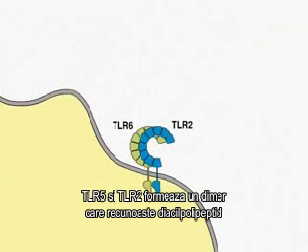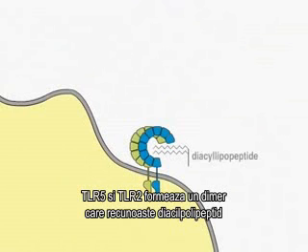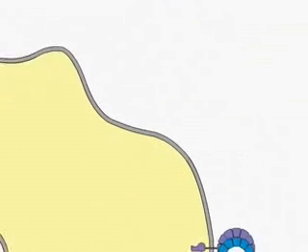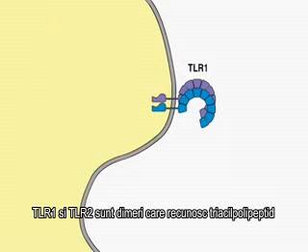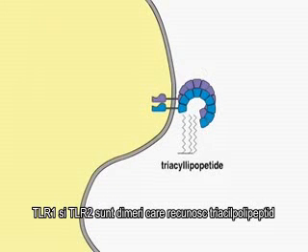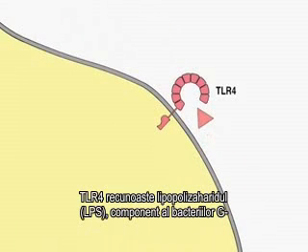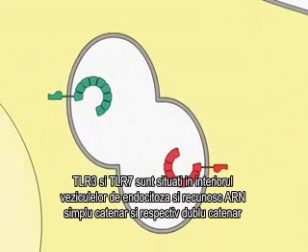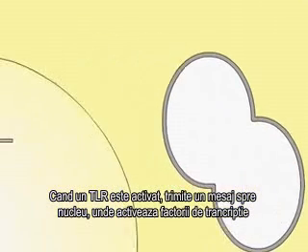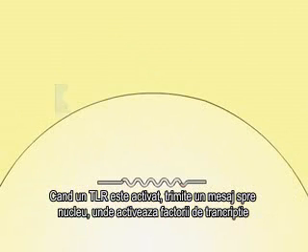TLR6 and TLR2 are a dimer that recognize diacyl lipopeptides. TLR1 and TLR2 are a dimer that recognize triacyl lipopeptides, and TLR4 recognizes lipopolysaccharide, LPS, a component of gram-negative bacteria. Like TLR9, TLR3 and TLR7 are located on endocytic vesicles and recognize double-stranded RNA and single-stranded RNA, respectively. When any TLR is activated, it sends a signal to the nucleus by activating transcription factors.